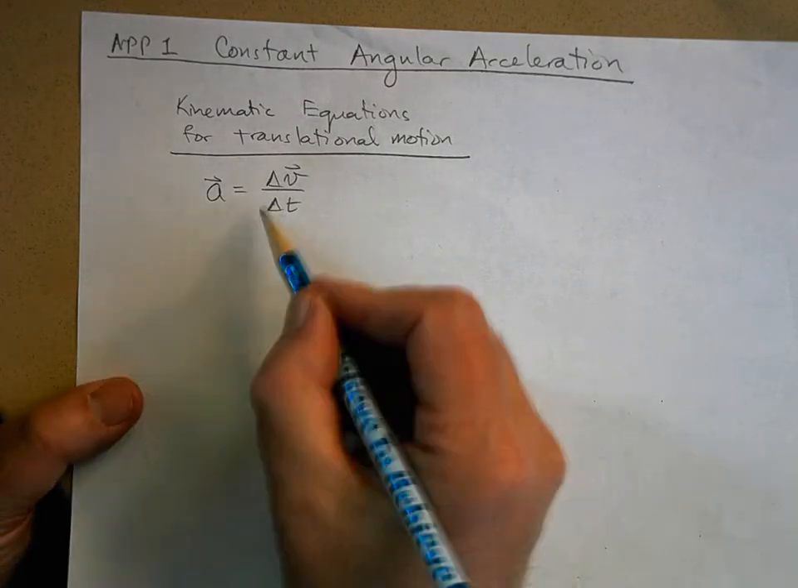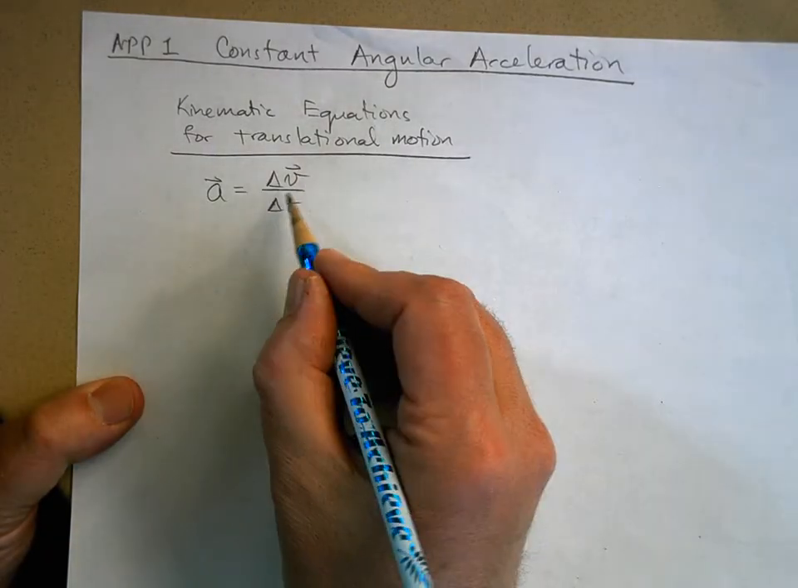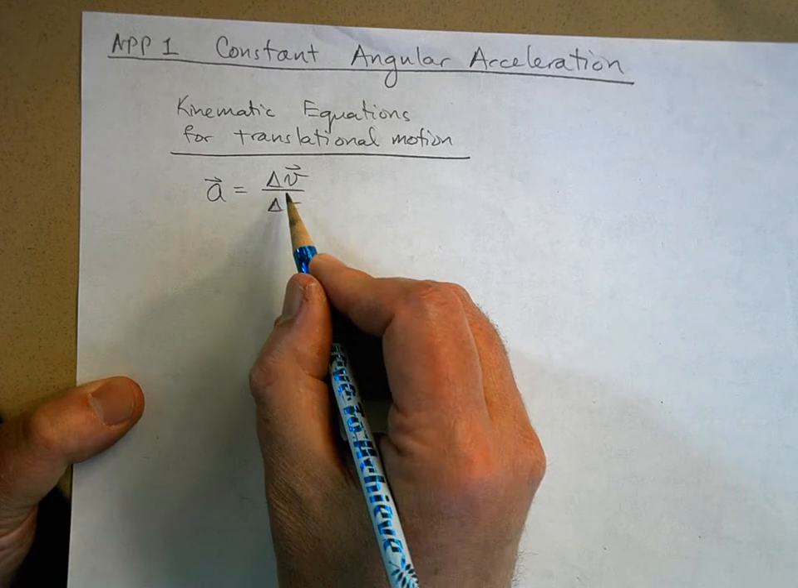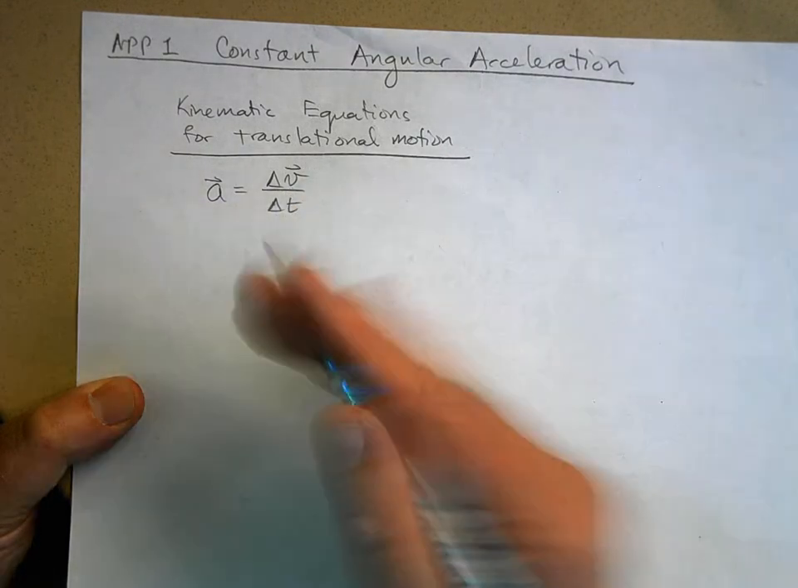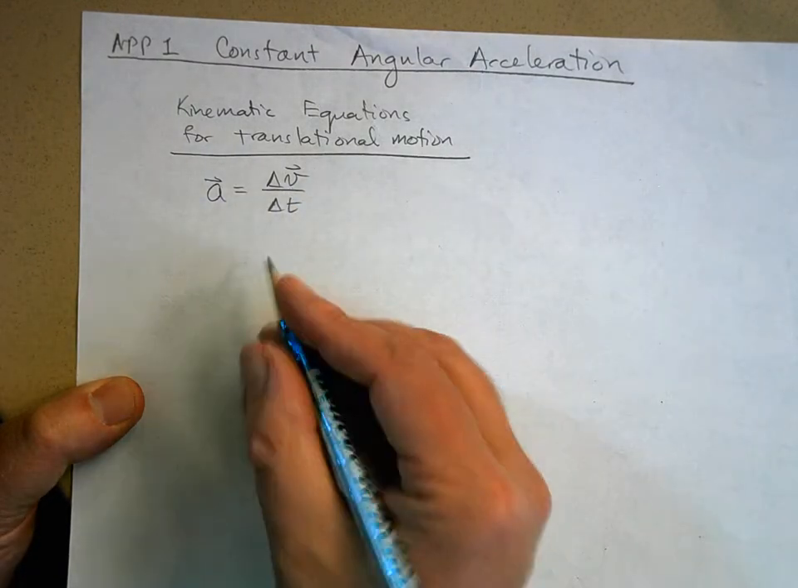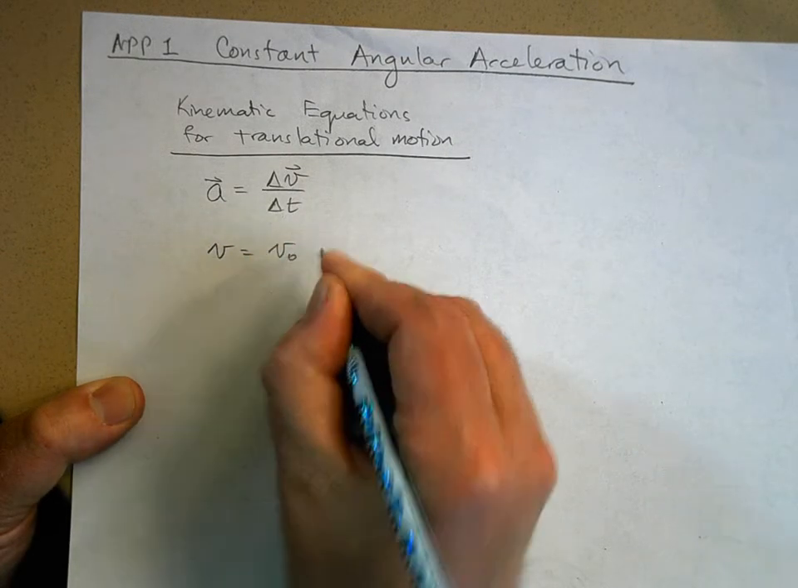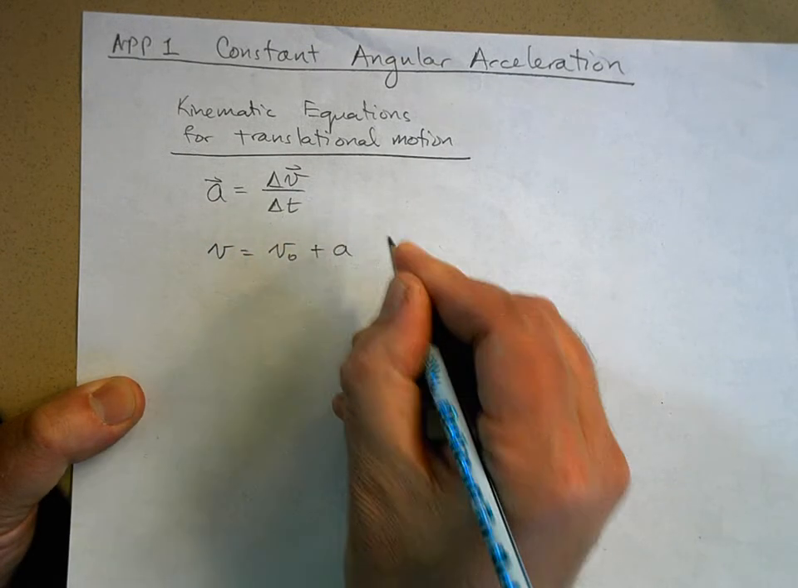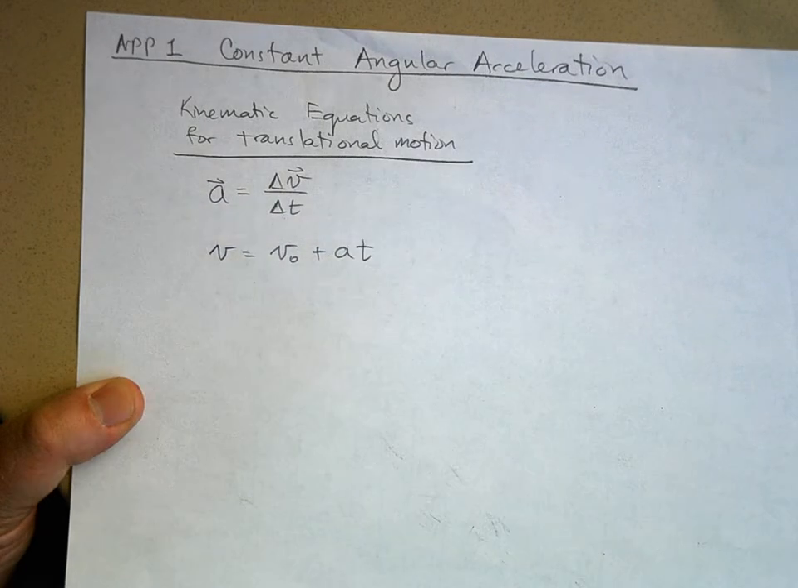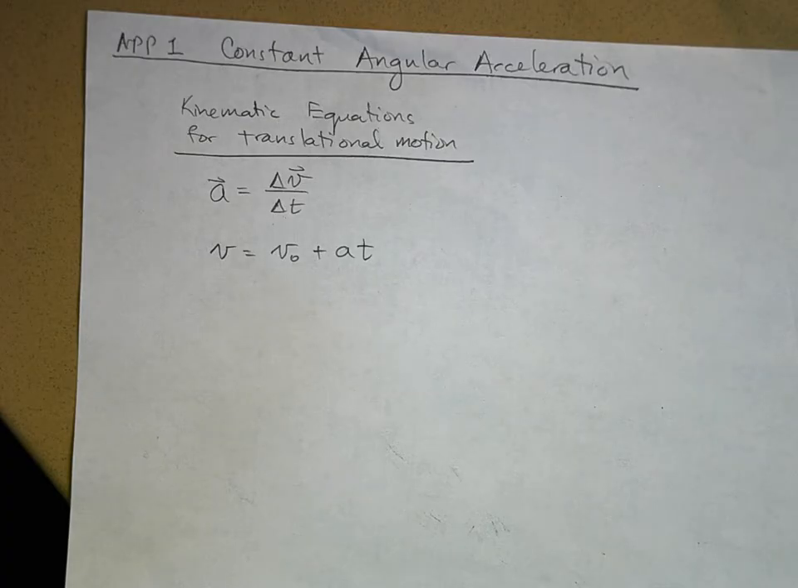And what we did is we took this equation and we said, what is delta V? It's V final minus V initial, and so on. Well, we can solve for this, and we can say that V equals V naught plus a times t. So this was our first kinematic equation.